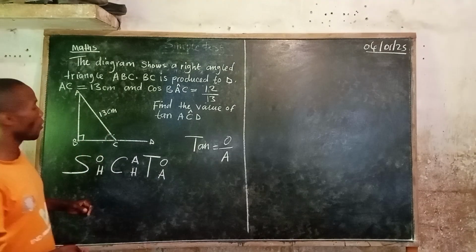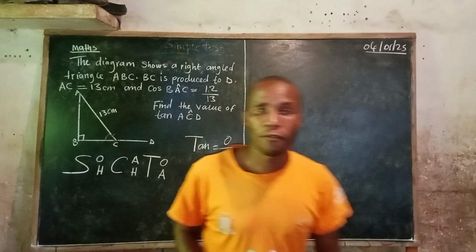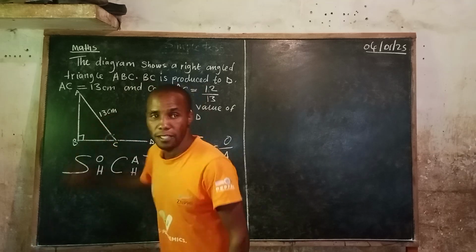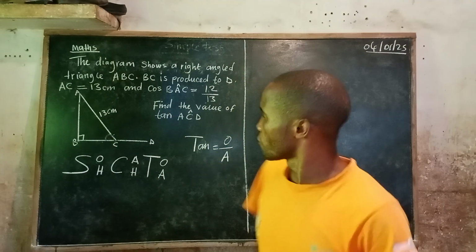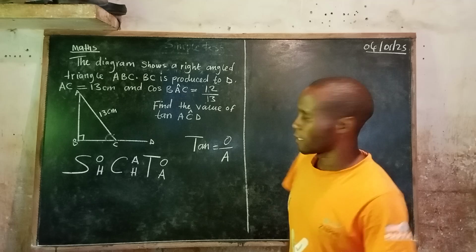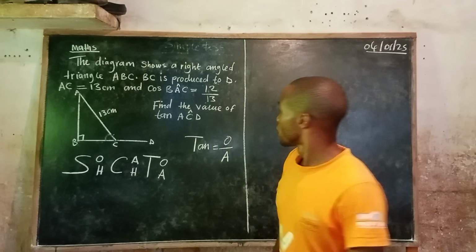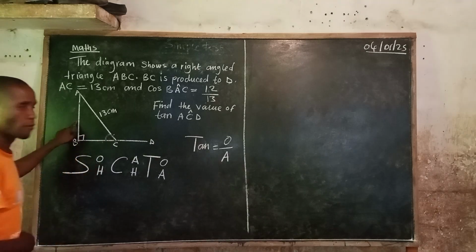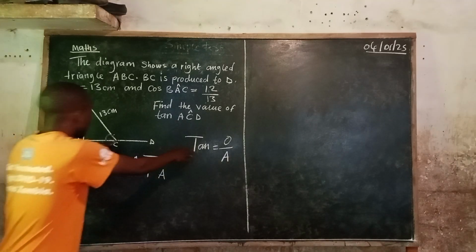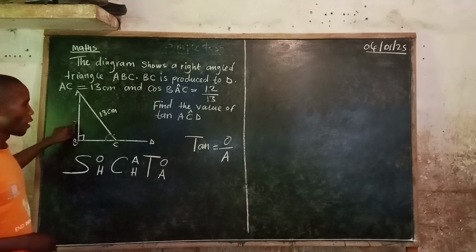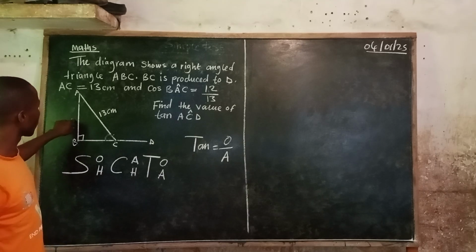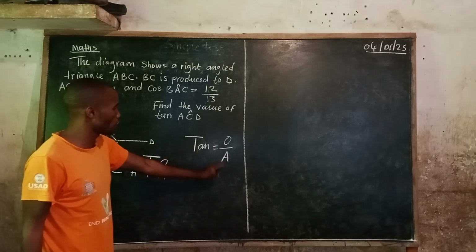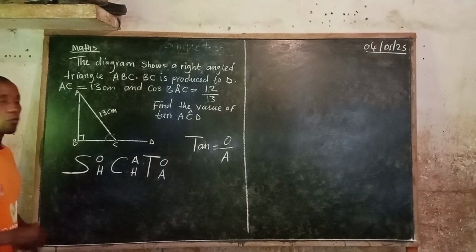Okay, so now that we have come to know that this side is 12, and this is 13, I'm sure it is going to be very easy for us to even find tan ACD. Okay, so now tan ACD. In this case, this is the angle. When we are talking of tan, the opposite is this one. So opposite we have, it is 12. Then adjacent, do we have adjacent? Because it's opposite over adjacent. Do we have adjacent? No, we don't have.